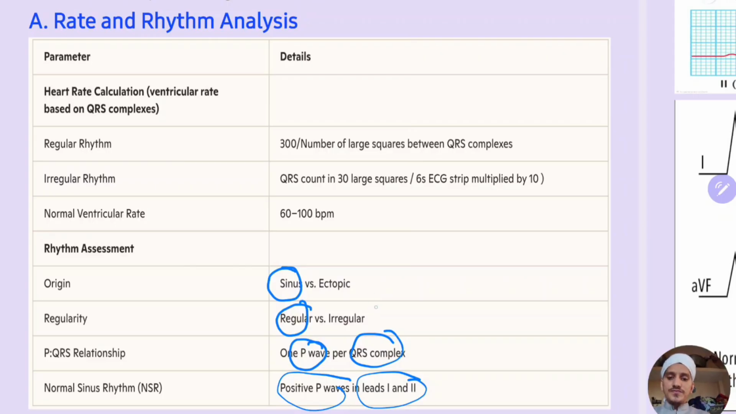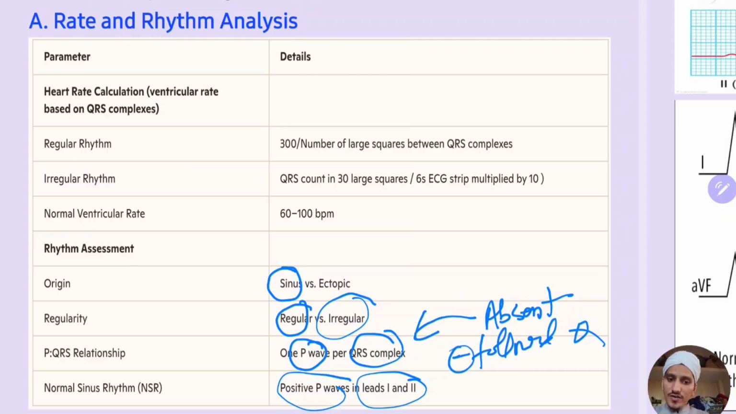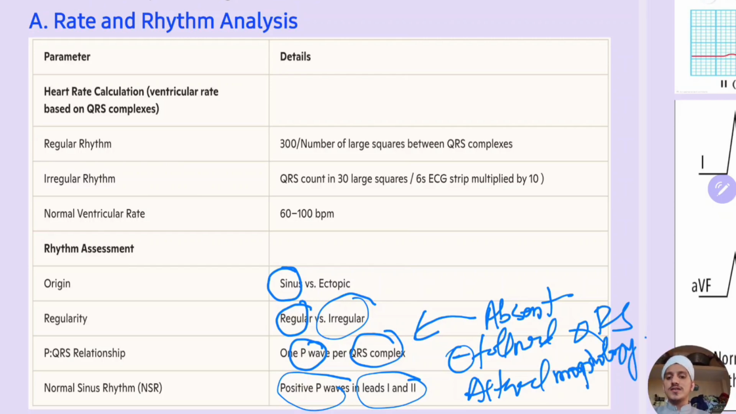So the rhythm can be regular, and that P wave will not be followed by a QRS complex, and the P wave can be absent also. The P wave will not be followed by a QRS complex, and the P wave will have altered morphology. So this will decide whether the rhythm is sinus or non-sinus rhythm.